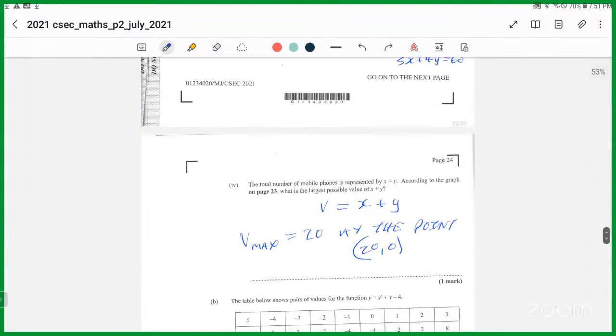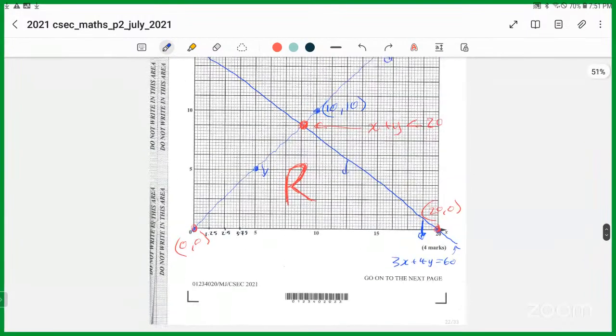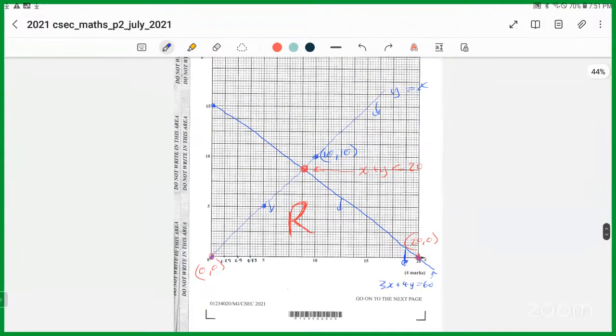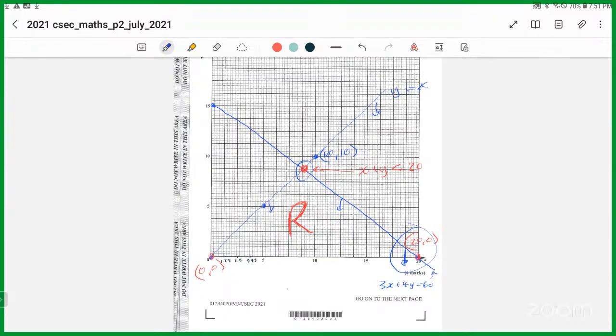Understand that? Understand that reasoning? That this point can't reach 20. Because 10 and 10 is here. At this point, the x and y value is the same, but both of them are less than 10, 10. So the total at this point can't be 20. So this total of 20 here is greater than that here. Make sense, everybody? Yes, sir.